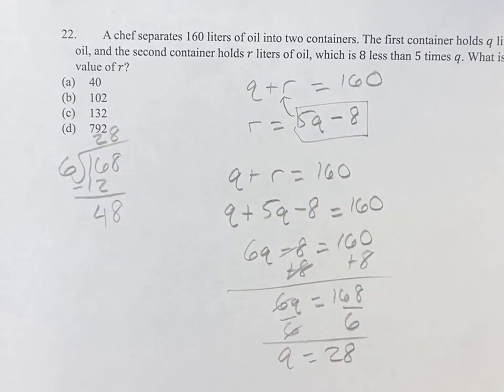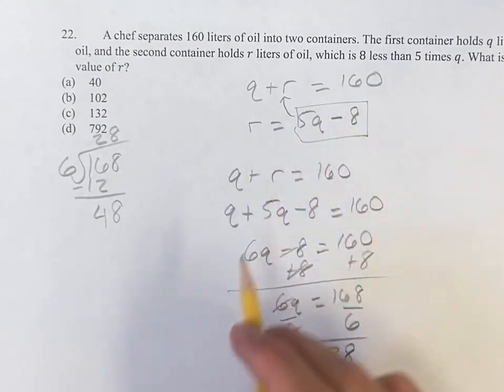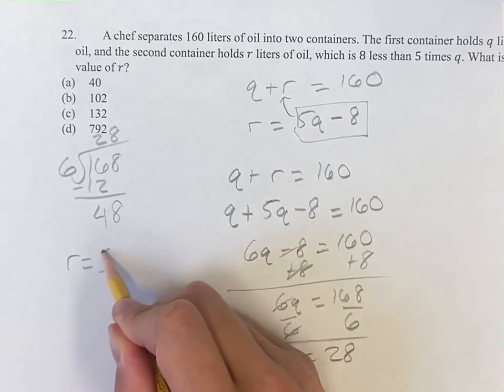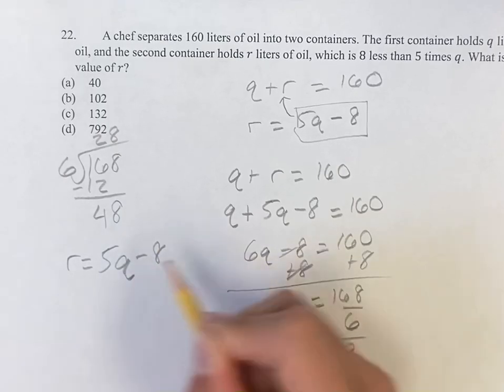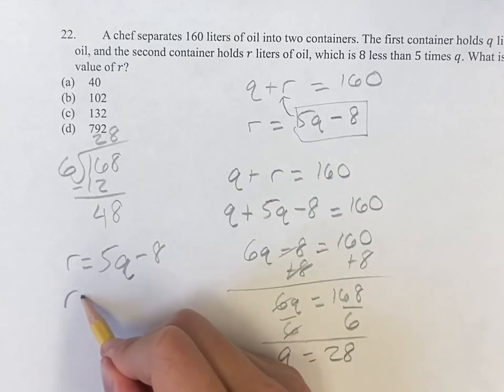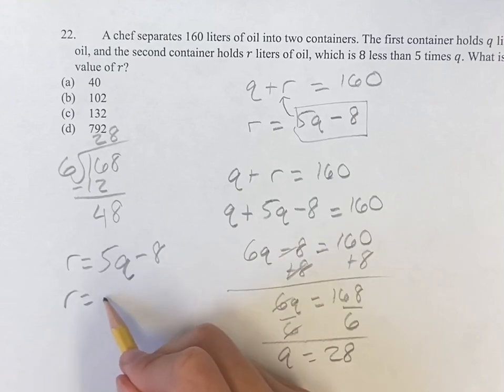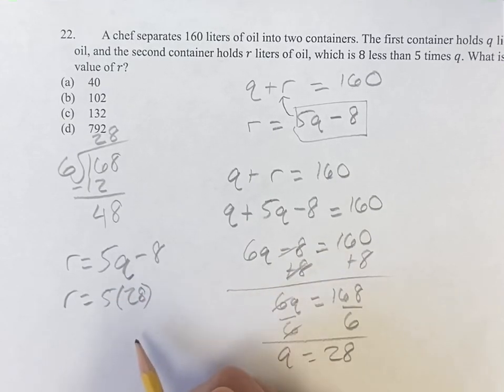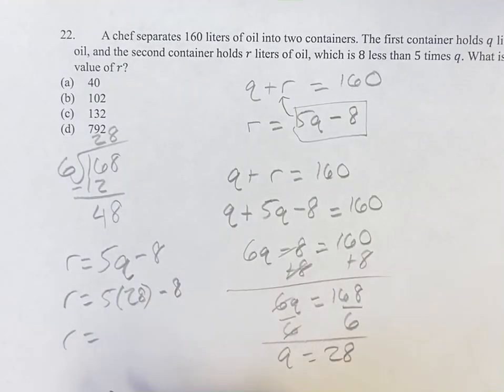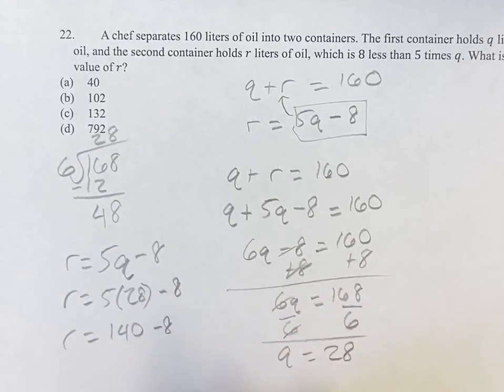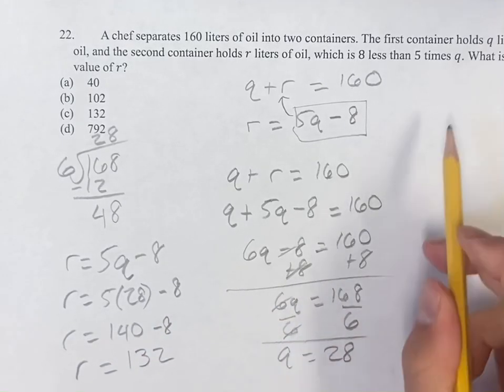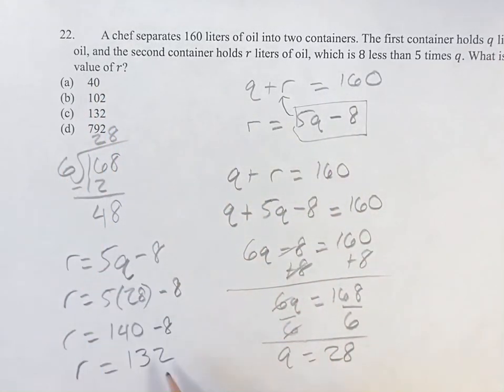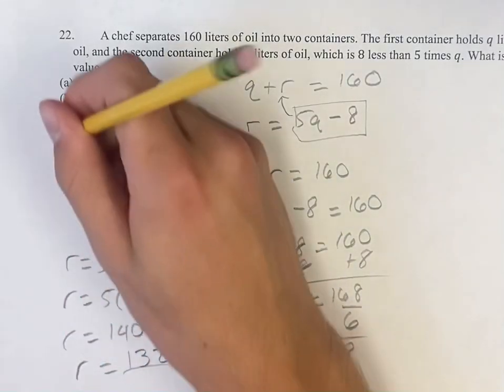What is the value of R? Well, we know the value of Q, and we know that R is 5Q minus 8, so we can just plug in, write that out actually, once again in the form that we already have it. Then we can just plug in 28 for Q right there. 5 times 28 minus 8. 5 times 28 is 140, minus 8 leaves us with R is 132. So this is actually what the problem is asking us. What is the value of R? 132 is our final answer, which lines up with the C.